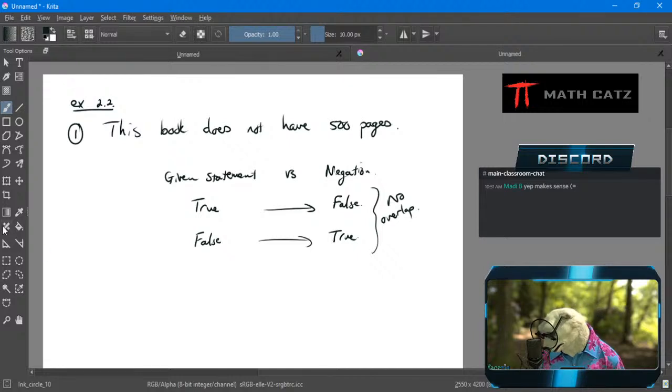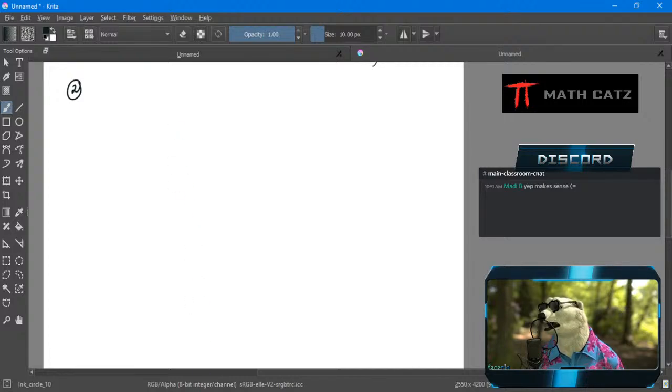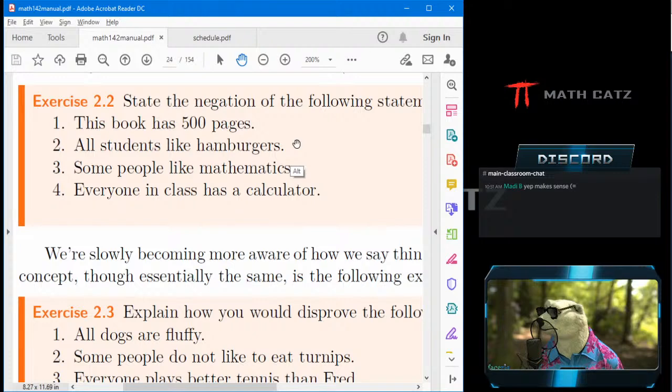Okay. Now, the unfortunate situation is that some statements, still valid logical statements, are perhaps a little bit more complicated. Now, we're not going to go crazy with it. We're just taking one step further in terms of the complexity of the statement. So let's look at the number two statement. I'm not going to rewrite it because I show it on the screen. I can even zoom in. That's a lot of zooming. That's okay. So you can see here, number two, the statement is all students like hamburgers.